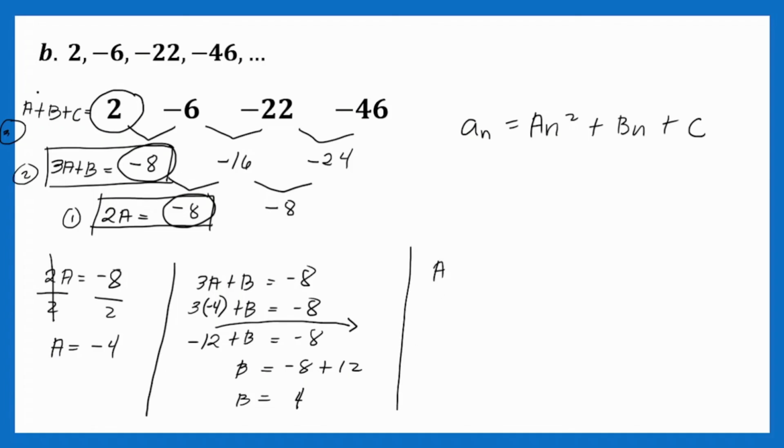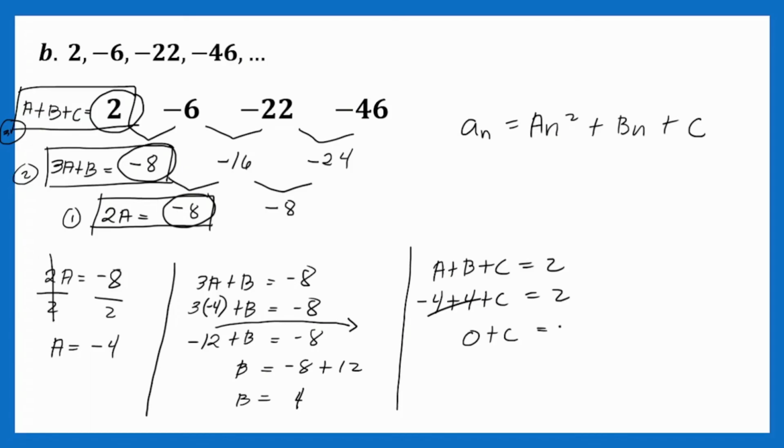Last one, ito. A plus B plus C is equal to 2. Okay? Next. Ang A natin is negative 4. Ang B natin ay 4. Ito yan. Dito kayong kinukuha. Plus C is equal to 2. What is negative 4 plus 4? That's 4 minus 4. 0. So, 0 plus C is equal to 2. 0 plus C ay C lang. Is equal to 2. Ayan.